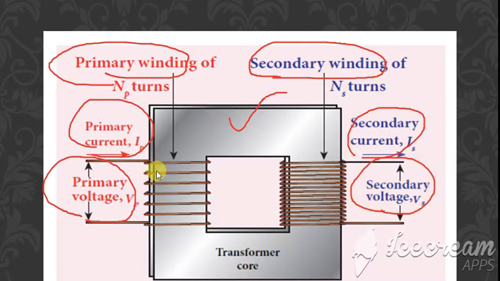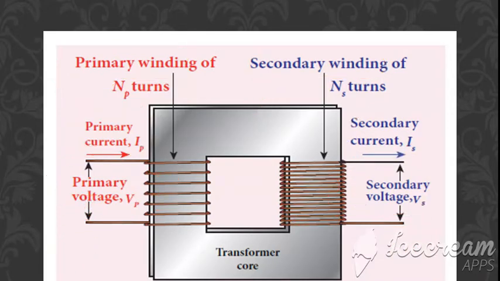When you see here, this has fewer turns and here it has more turns. In the primary coil we will be passing a current, so we pass the current. In the secondary, we take the output. So we can say that the primary and the secondary coil are wound over the transformer core. On the transformer core, the primary and secondary coils are wound.